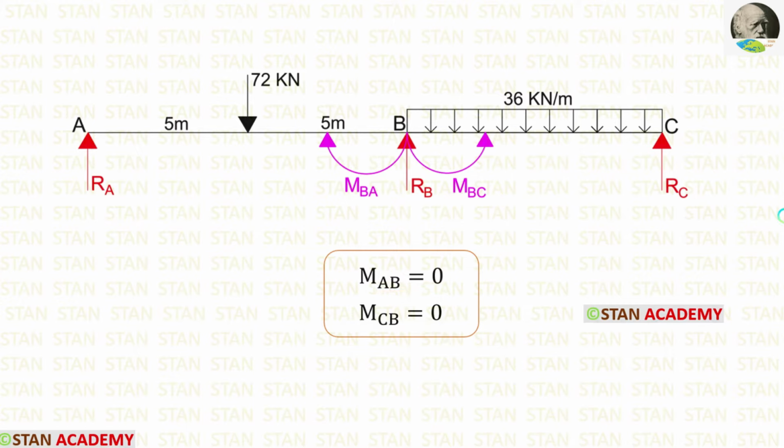In the joints, there will be two movements. In the joint B, we are having two movements. One movement will be acting in the clockwise direction and another will be in the anti-clockwise direction. But both of the moments will be having the same value. So in this analysis, we have to find two moments and three reactions RA, RB and RC.